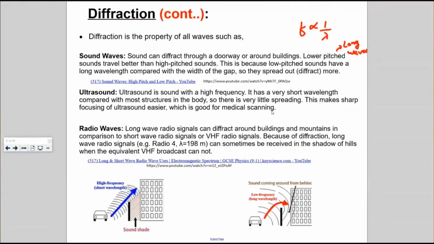or even if you have any kind of problem in your stomach or somewhere, it is a non-invasive method, right? Of getting a picture of what's happening inside any part of your body. So ultrasound is a very common method for medical scanning, right? And it is used because it has higher frequency, that is shorter wavelength, and it will not get diffracted when it is sent to the body.